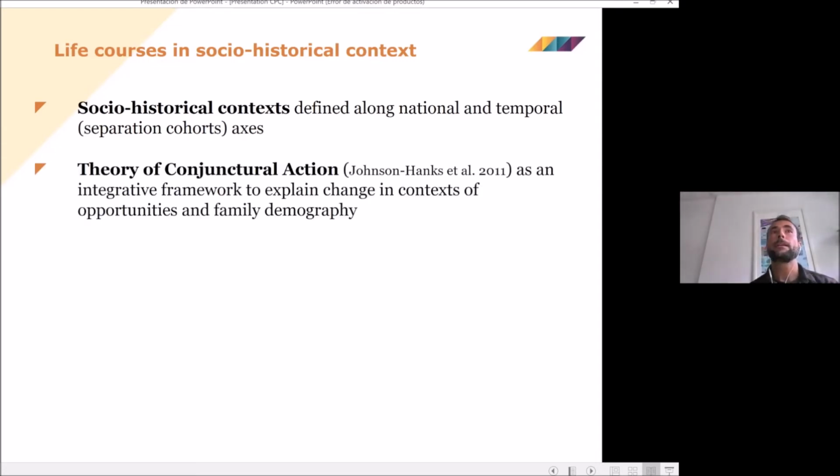So to theoretically frame this, and I'm not going to extend on that, we use the theory of conjunctural action, which has been proposed to explain changes in family demography over time. It is useful to us because it enables integrating ideas of traditional frames that consider the role of ideological and material dimensions that underlie transformations in family demography, but it is not restricted to ideas of unilinear change across countries, but also considers within country dynamics and inequalities which might lead to persistence or country-specific change.